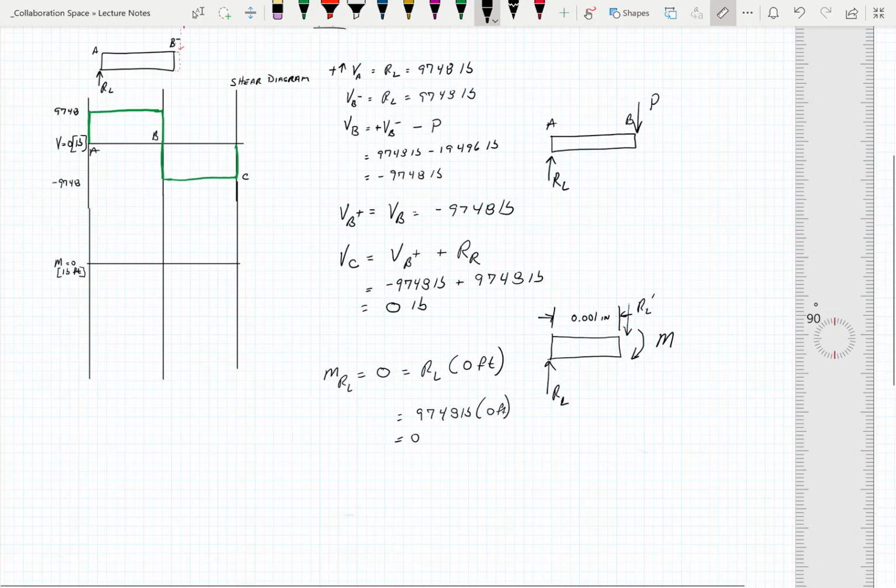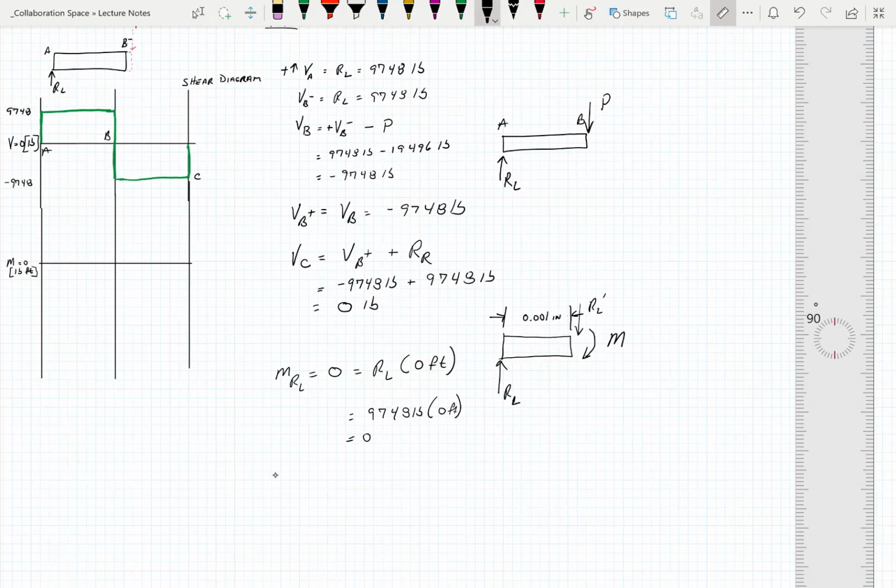Now, if I take this and I look at the moment about B, I'm going to have a P, all right? But it's not the P I'm after here. It's actually the RB or RL, okay? Because what happened here? RL, but now I picked up a distance of 18 feet, okay?